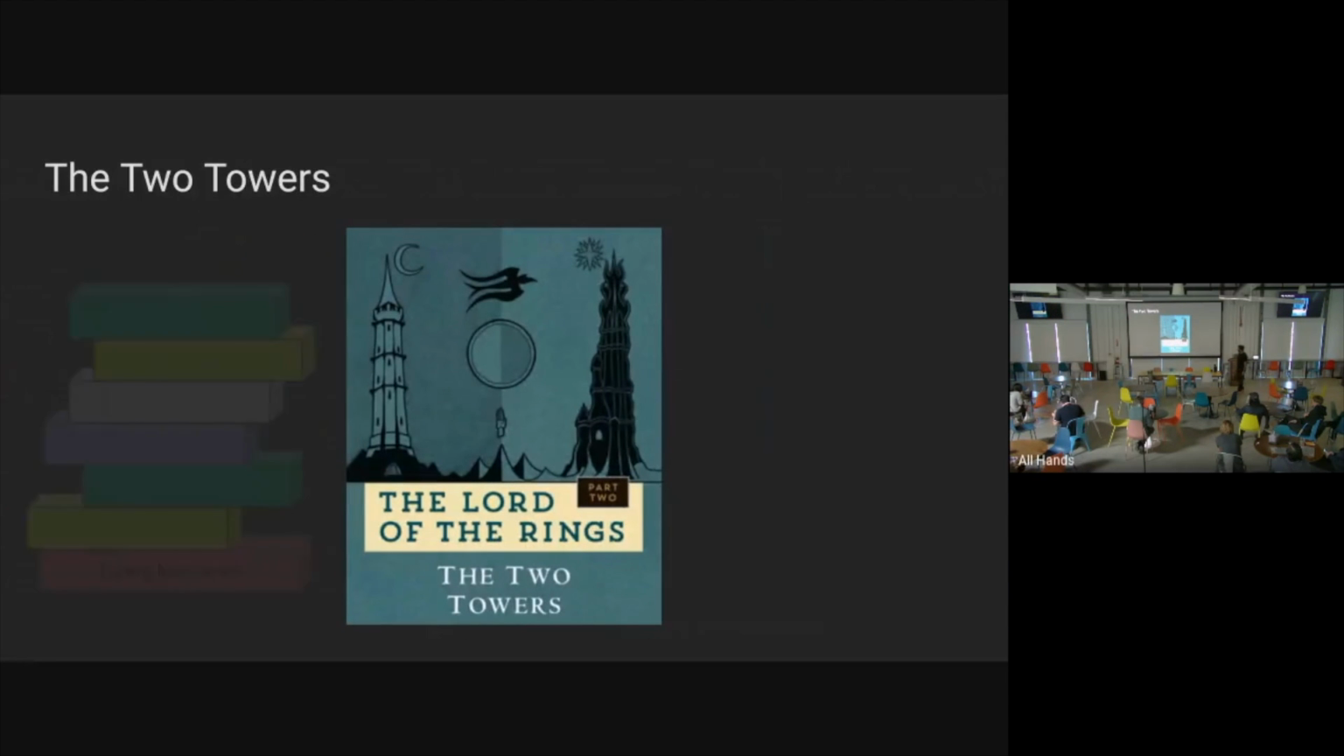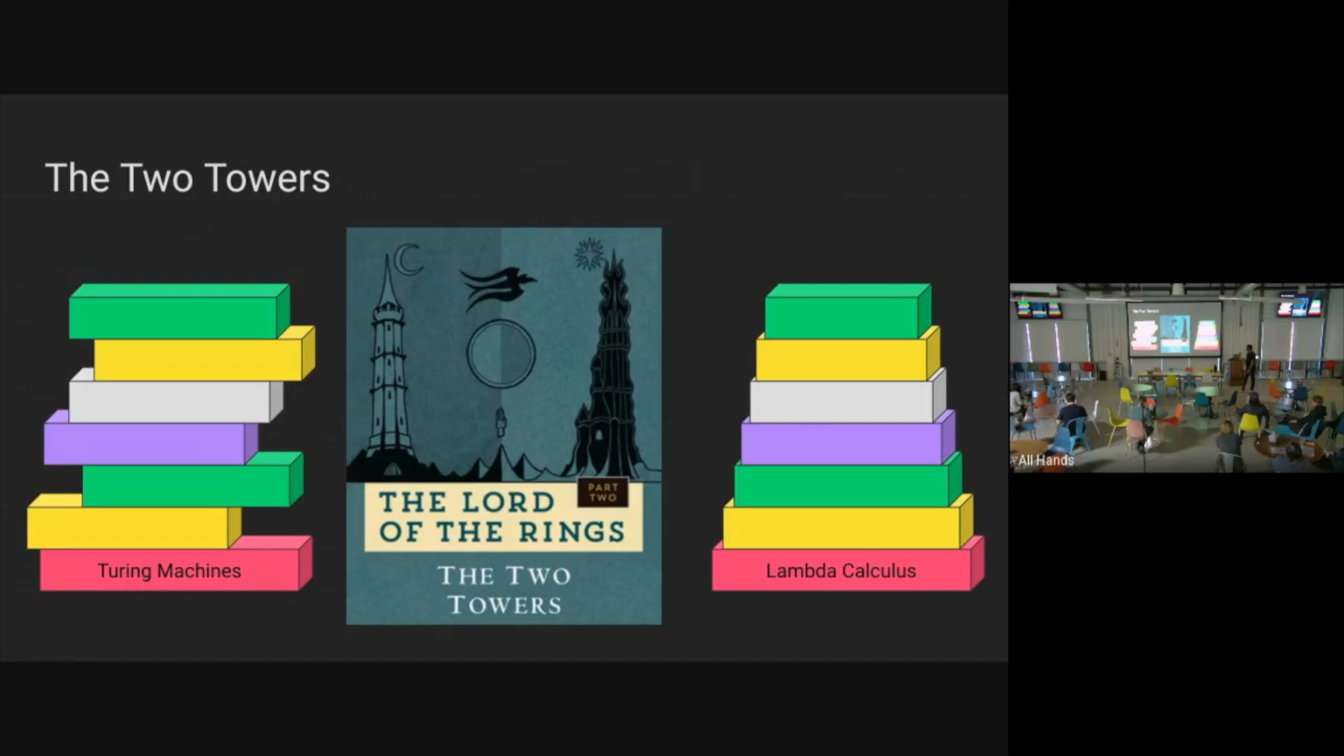Okay, the two towers. So we have Turing machines on one hand and Lambda Calculus on the other hand. And I've not so subtly drawn this Lambda Calculus Tower as perfect.